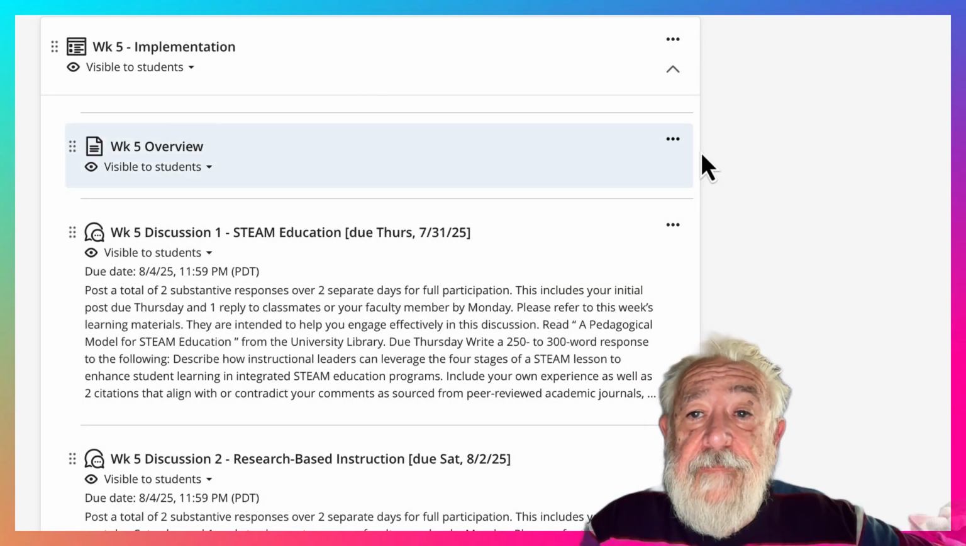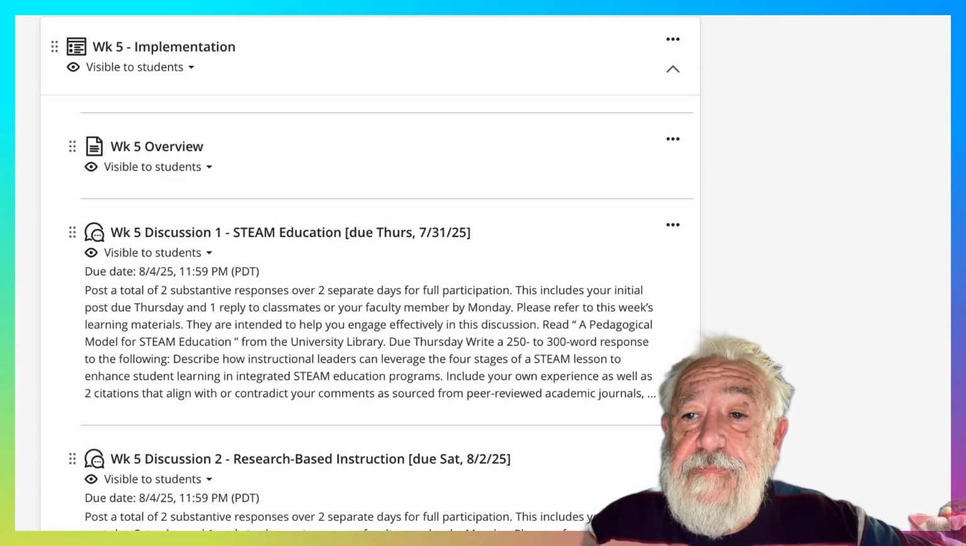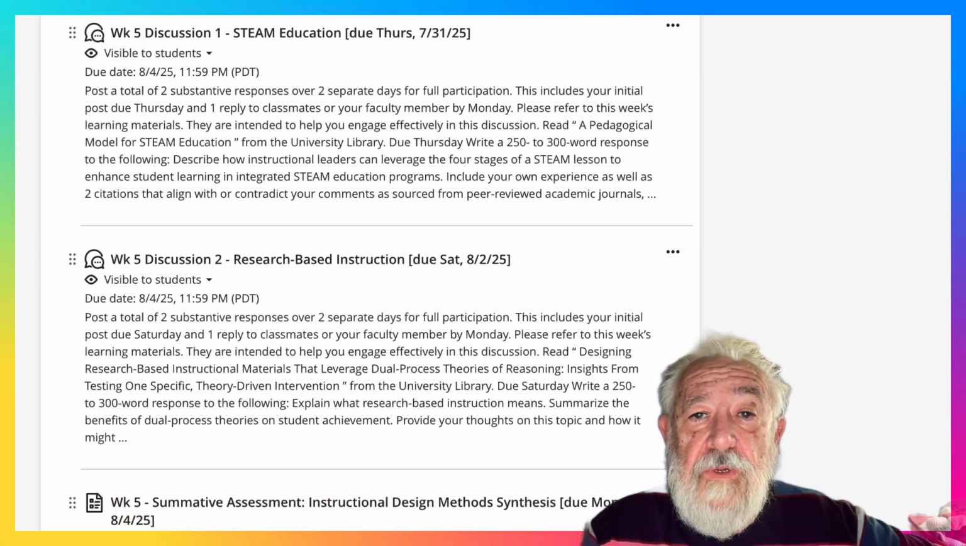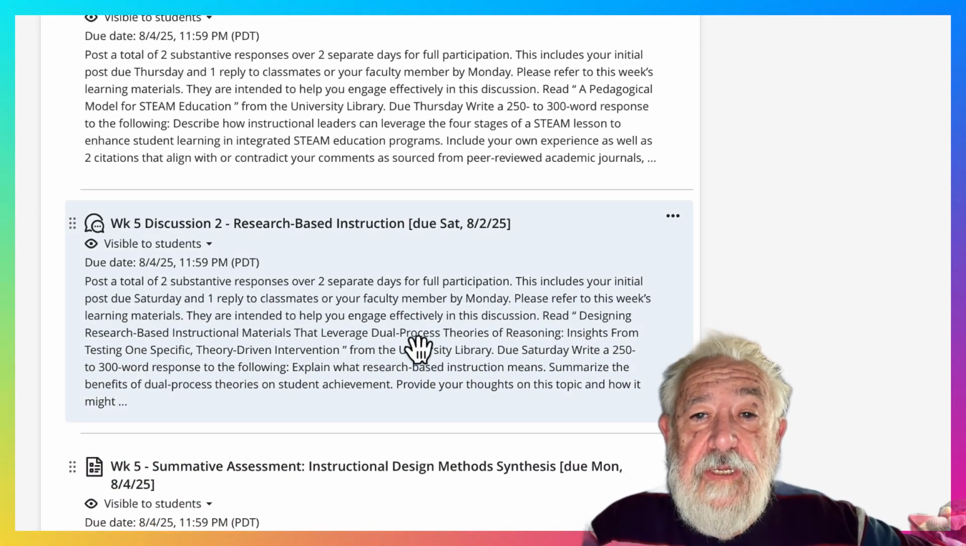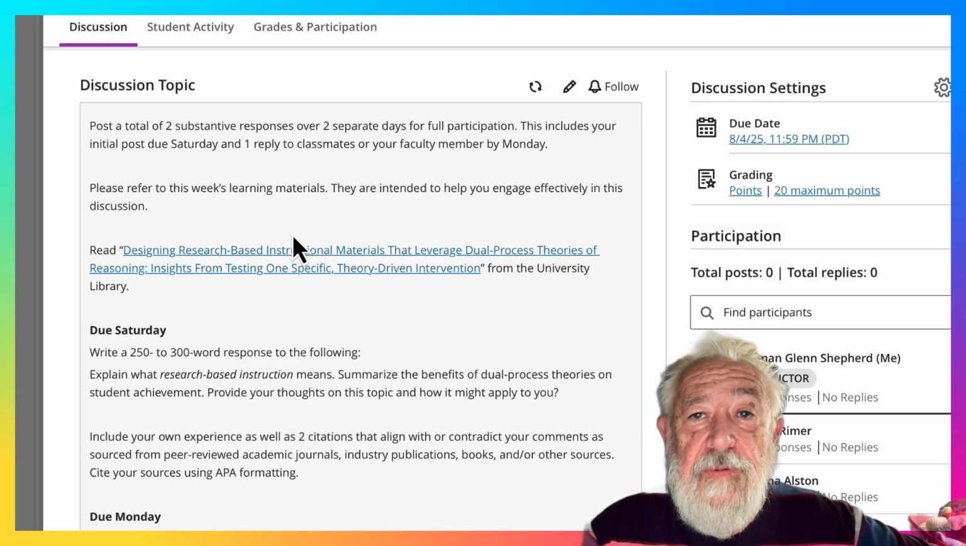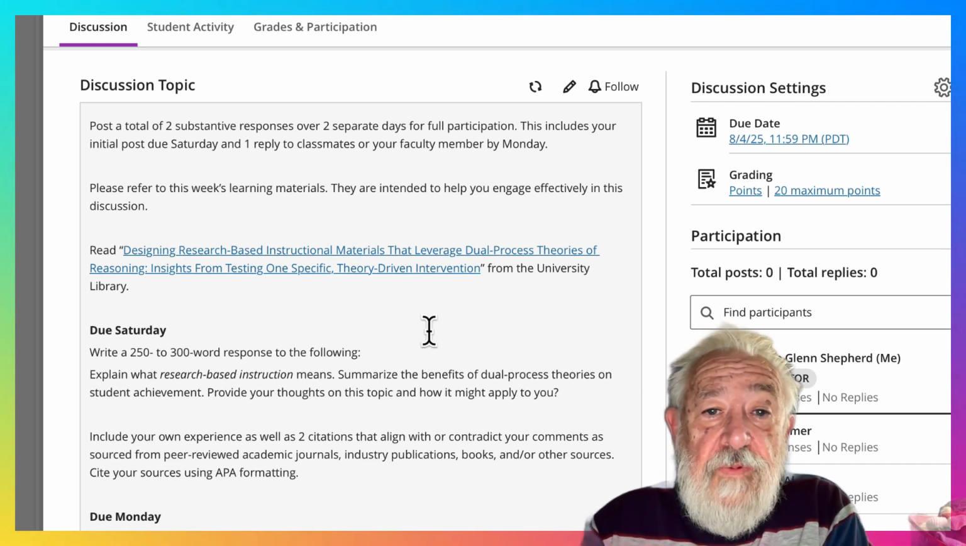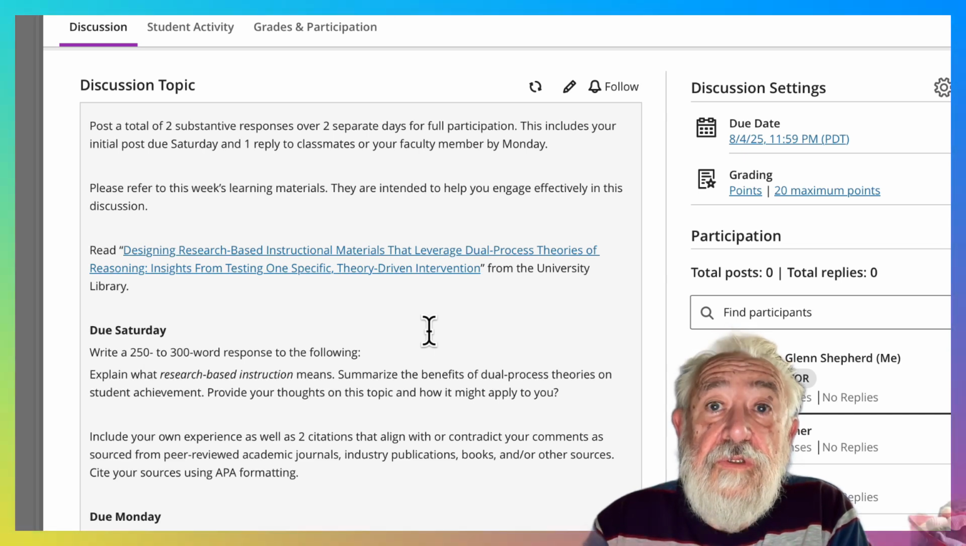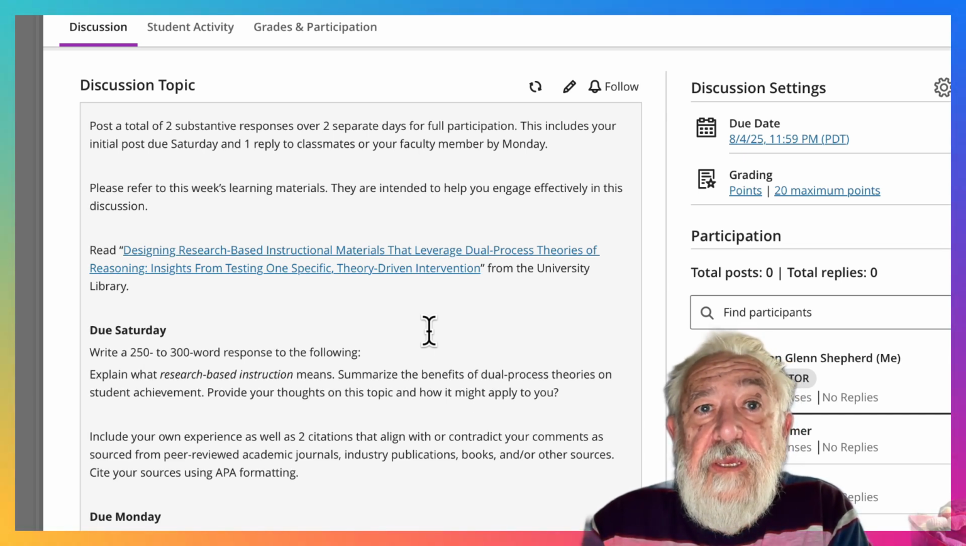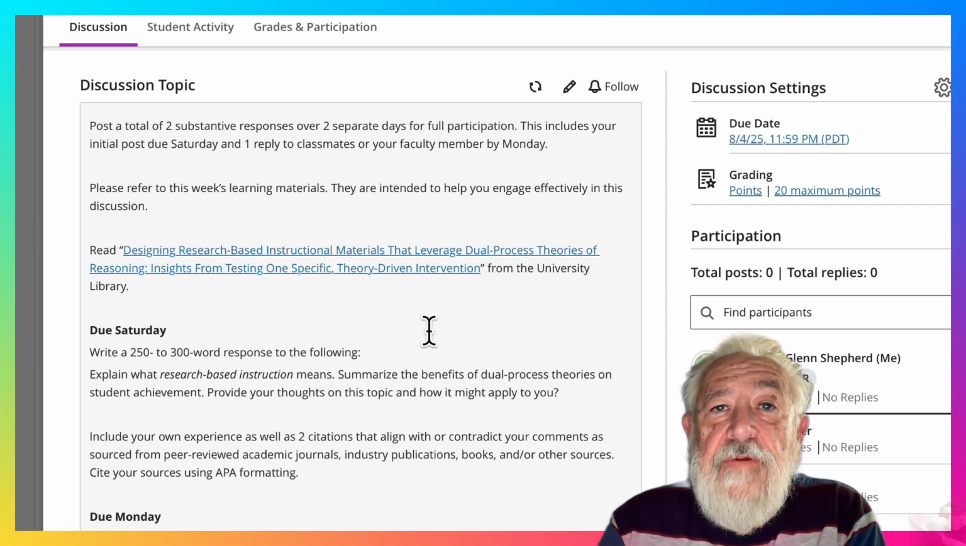Okay, and so the second discussion is on research-based instruction. This article is about a physics program and whether the materials used in it are effective or not. Do they improve learning for the student?